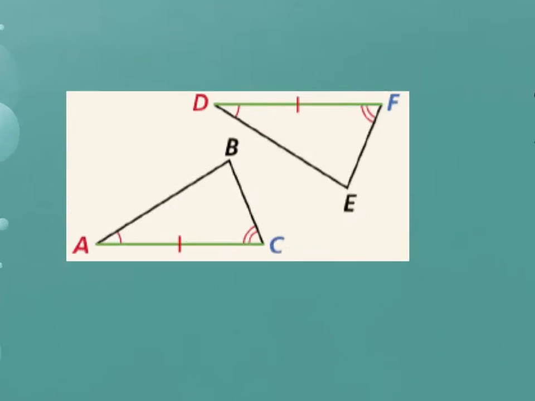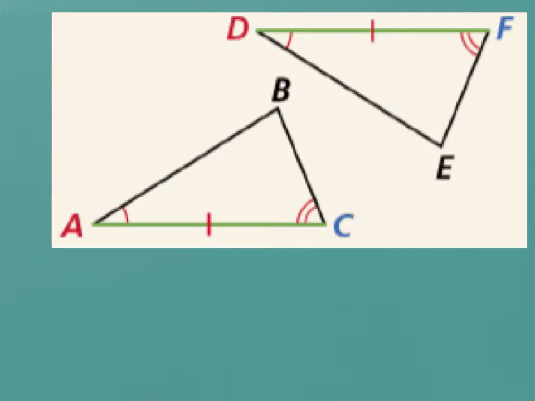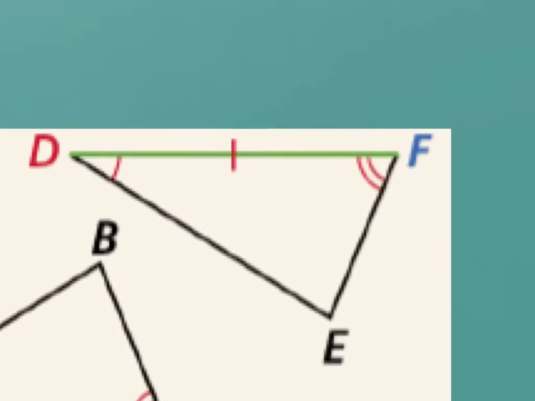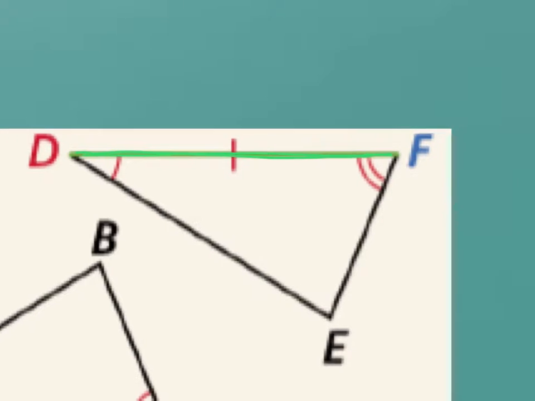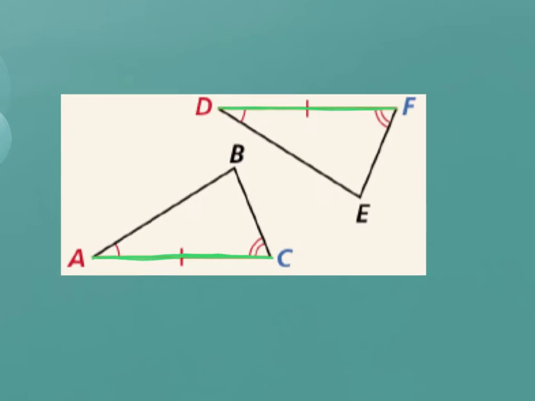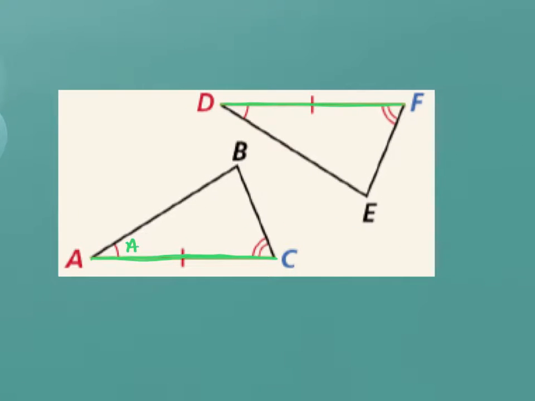And in between A and C is an included side. We call this the included side again because it's in between the two angles that we're interested in. They gave us two angles, we're interested in those two angles, and in between them is a side. In between the other two angles that we're interested in, there is also a side. It just so happens that they are congruent to each other. So what we've got is ASA.